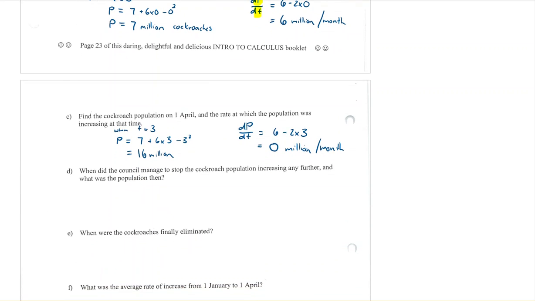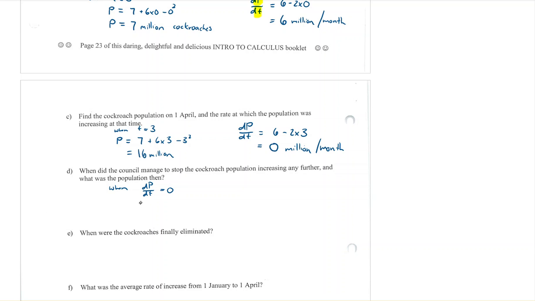Part D. When did the council manage to stop the cockroach population from increasing any further, and what was the population then? We kind of already know that because it happened in the last question. But assume that we didn't do C. If we didn't already know that we'd managed to stop it at t equals 3, if you were trying to find that, you would start with when the dp over dt equals 0. Okay, so it says, when did they get under control? When was the growth rate stopped? It would be when that dp over dt equals 0. And we already had that, so it's going to come out as the same answer.